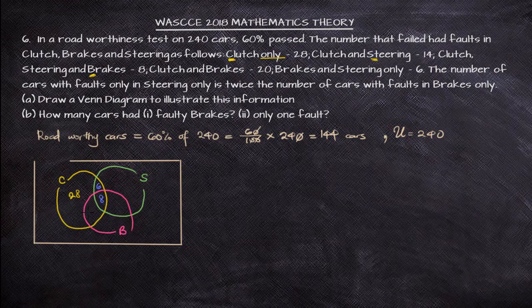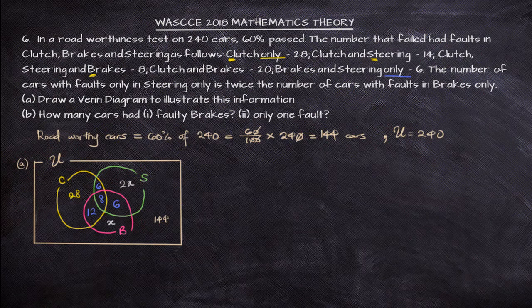Now we are also told that the vehicles with clutch and brake issues are 20. Then 8 subtracted from 20 gives us 12. Then with brake and steering only, the 8 is not included, so we have 6 here. Then the number of cars with faults only in steering is twice the number of cars with faults in brake only. So if brake only is x, steering only is 2x. And the 144 cars we have noticed to be roadworthy have no faults, so they will be outside the circles. So just like that, we have our Venn diagram for this information.